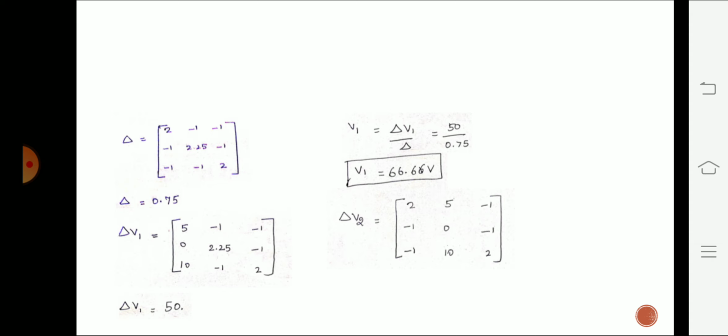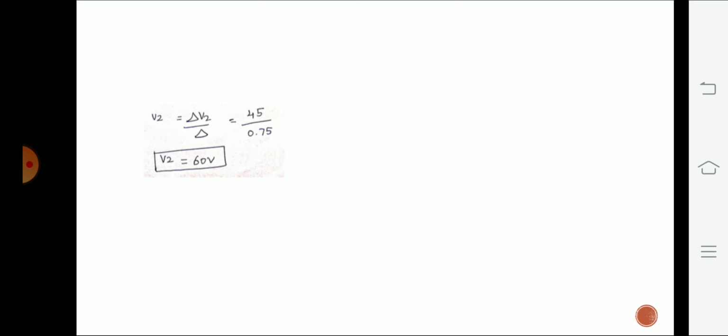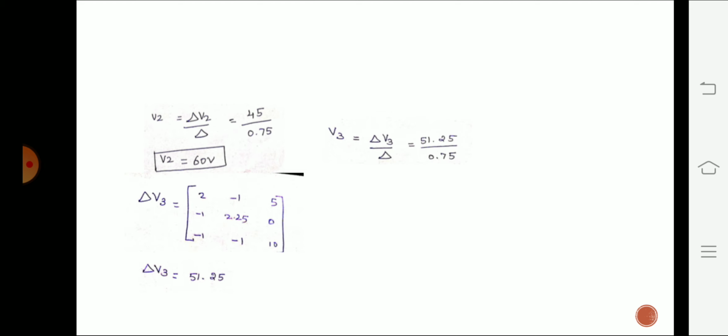Next we find the del V2 value. The del V2 value is 45. Then V2 is 60 volt. Next we find the del V3 because it consists of the 3 nodes. So del V3 is equal to 51.25. In this we find V3. V3 is del V3 divided by del. The answer is 68.33 volt.